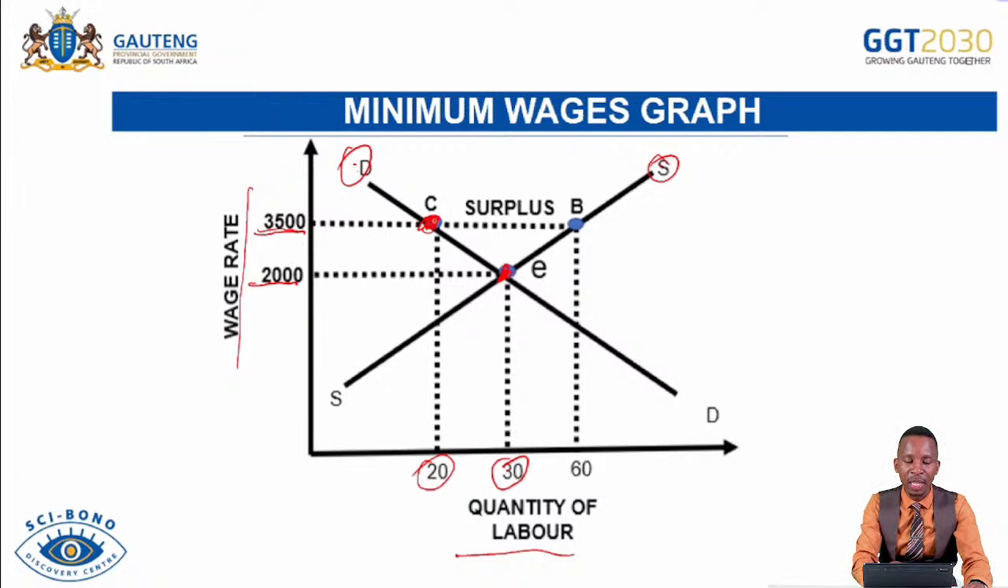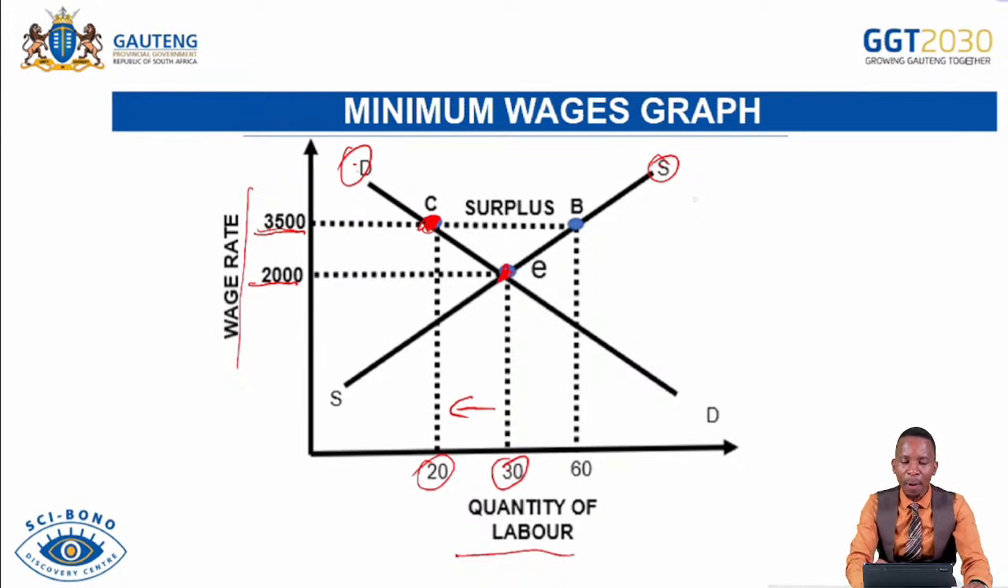So this becomes the situation. This is the retrenchment I was talking about, a result of retrenchment, because firms find it expensive to employ all of these workers. Then they retrench some of them because they cannot afford to pay the minimum wage of 3,500 per employee.